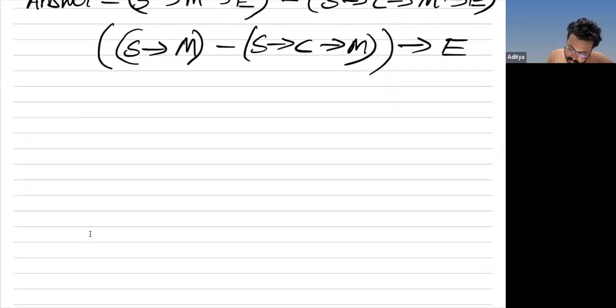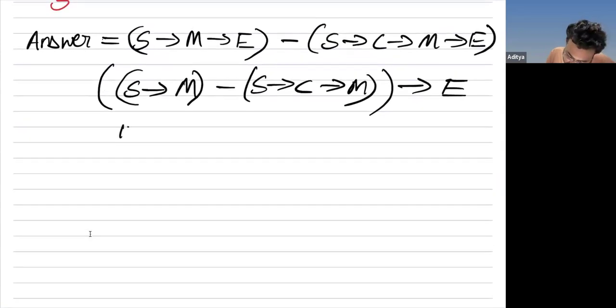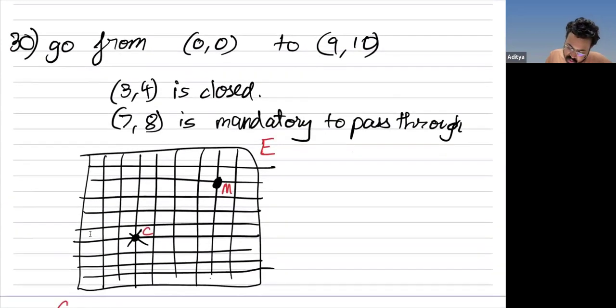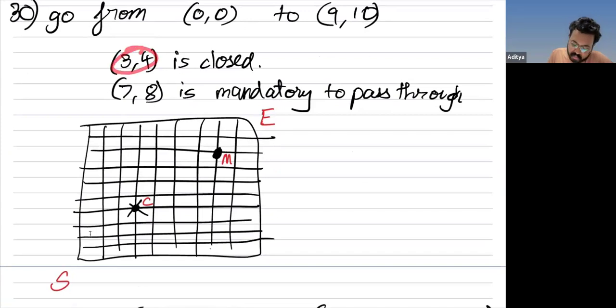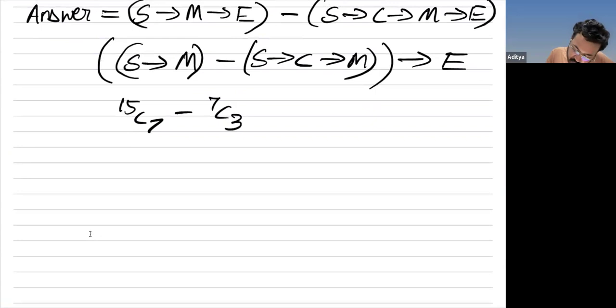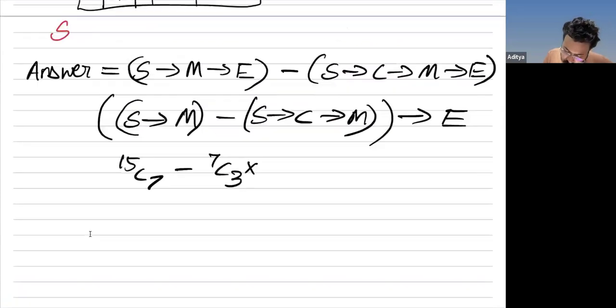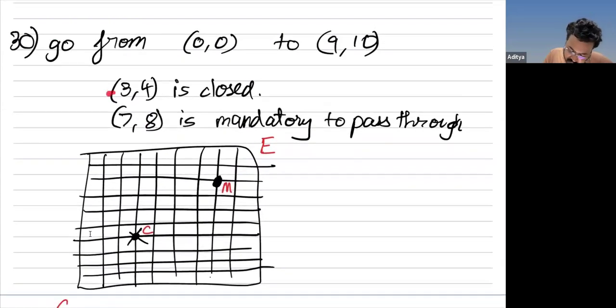That will be 15C7 minus the number of ways going from start to closed, then from closed to mandatory. So start to closed will be 7C3, because you can see the closed point is at 3, 4. So 3 plus 4C3, and you multiply it by the number of ways to go from 3, 4 to 7, 8.